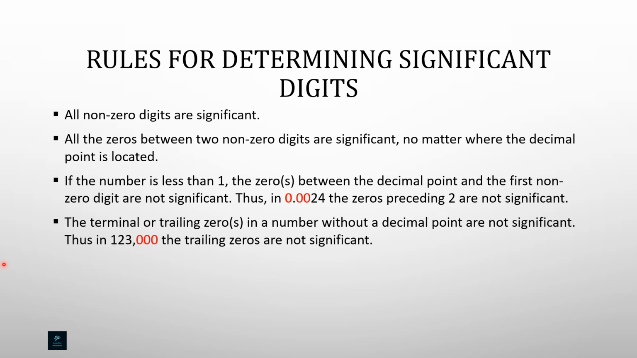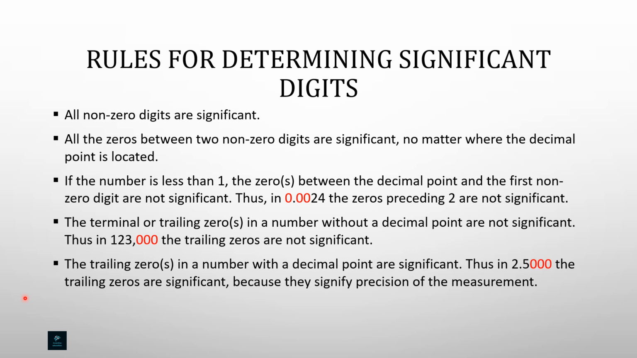The terminal or trailing zeros in a number without decimal point are not significant. Thus, in number 1,23,000, the trailing zeros are not significant. The trailing zeros in a number with a decimal point are significant. Thus, in 2.5000, the trailing zeros are significant because they signify precision of the measurement.